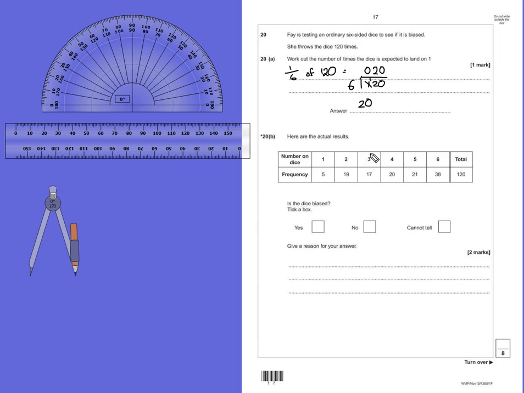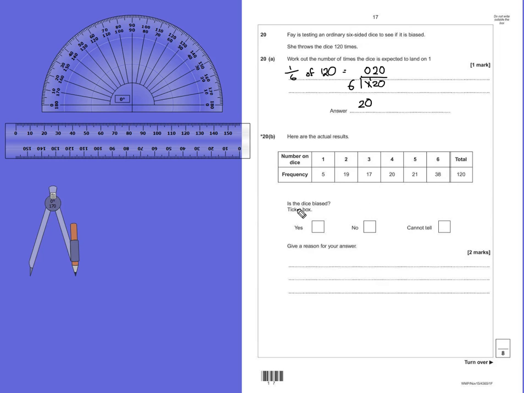20b. Here are the actual results. Also note there's a star next to this question, which means we're going to have to give a reason for our answer. In the experiment, when she rolled it, she got 1 5 times, 2 19 times, 3 landed 17 times, 4 was 20 times. Well, we predicted that each number should be 20. 5 was 21 times. 6 was 38. Now that's nearly double what we would expect, and the 1 never showed up.